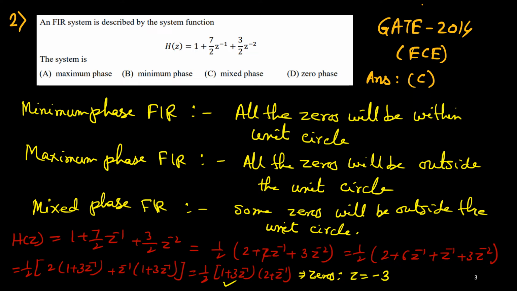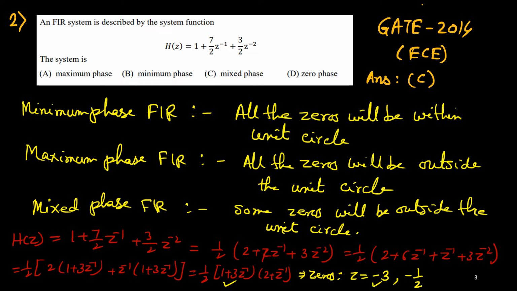Okay, and this one, so next one, what is this? 2 plus z inverse equal to 0, so z inverse equals minus 2, so z equals minus half. So you see one zero is outside, and one zero is within the circle.